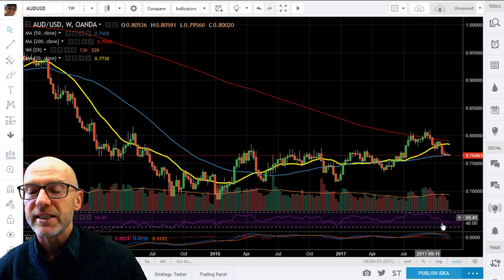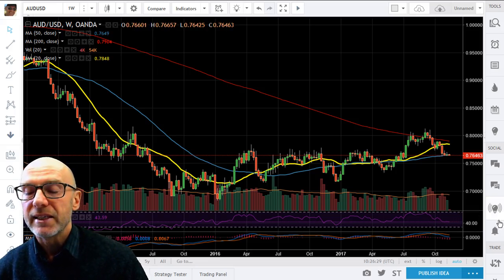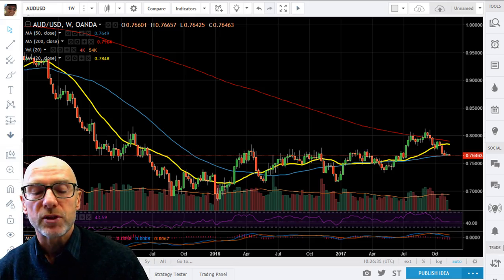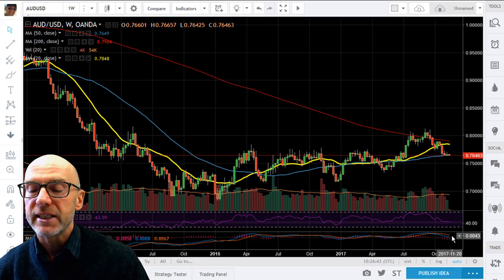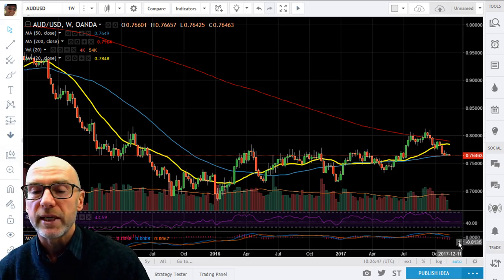The RSI is in a downtrend and is back below 50, 43.59, and the MACD as well have rolled down. They're still above zero. The short term's at 0.0008, but they're tracking down and will be indicating negative momentum, if not this week, next week.